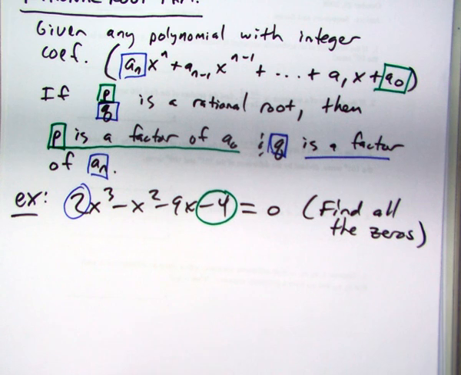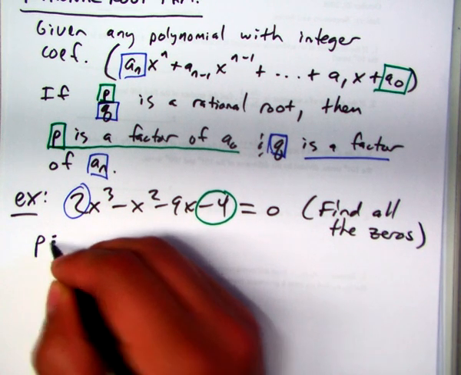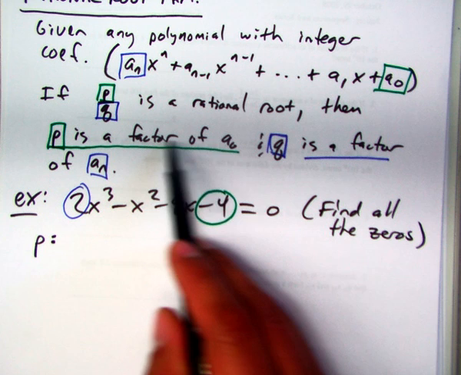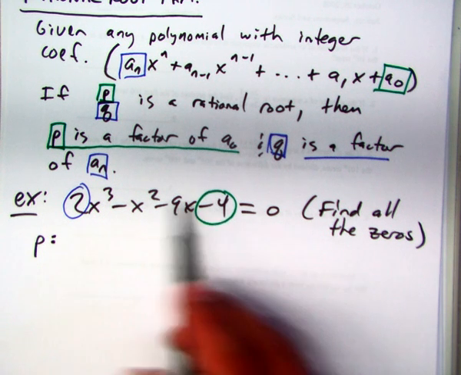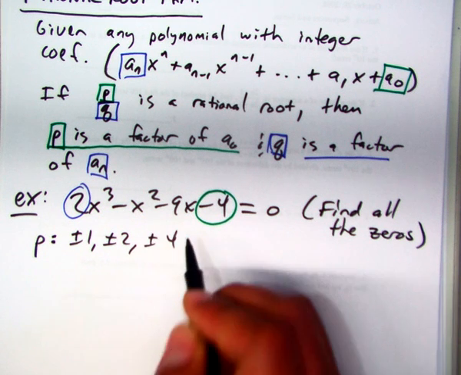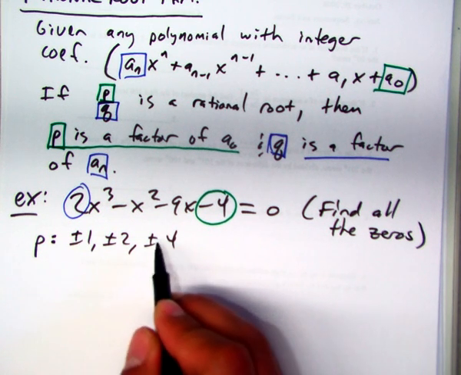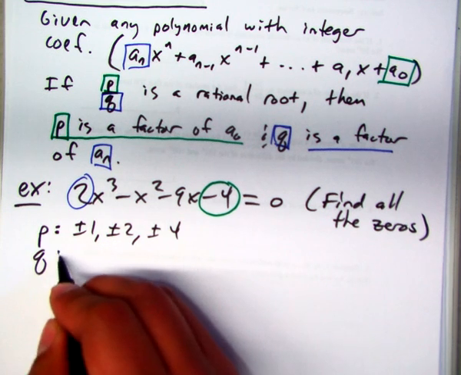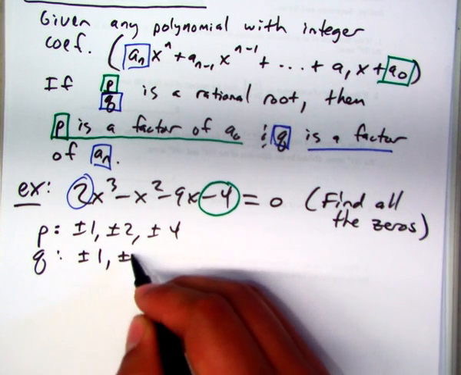So we're going to write down all the p values, which again are just all the factors of this last number. So if you think about 4, 1 goes into 4, 2 goes into 4, and 4 goes into 4. And we do everything possible, so we list plus or minus 1, 2, and 4. Doing the same with 2, the factors of 2 are plus or minus 1, plus or minus 2.